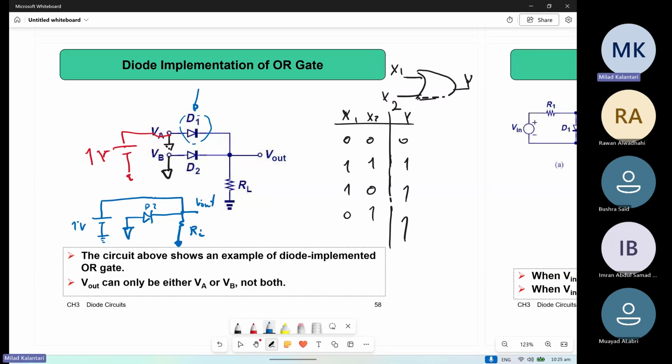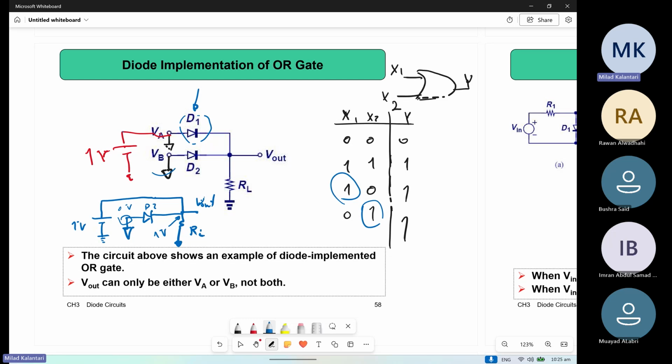Then how is the situation for diode 2 at this condition? Yes, it is open, because this side of the diode is 1 volt, this side is 0 volt, right? So the diode is in reverse bias, so it is open, right? And if you swap this voltage source from here to the other one, the circuit is symmetric. So if you change this 1 volt to the other port, it is also similar, right?